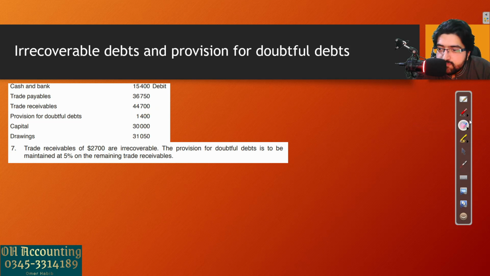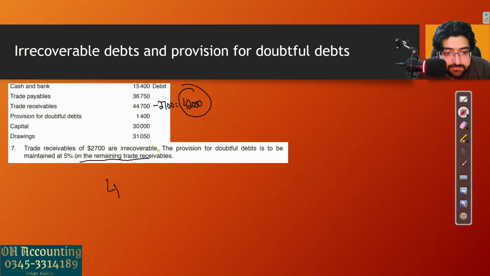Okay, now let's read this again. We were done till here. The provision for doubtful debt is to be maintained at 5% on the remaining trade receivables. Okay, so what was the value of our remaining trade receivables? Remember, we subtracted 2,700 out of this to get 42,000. This is the value of the remaining trade receivables. So we have to apply 5% on this. What will we get?